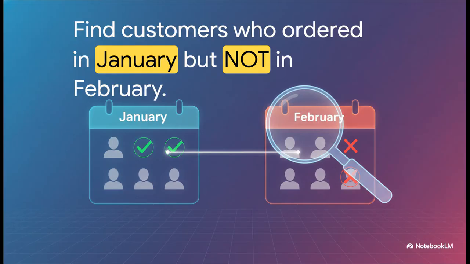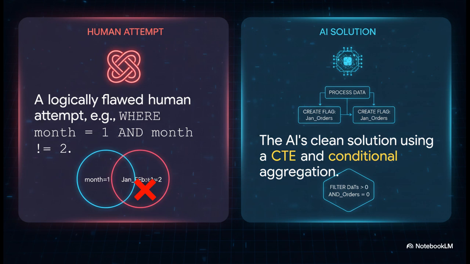And now for the trick question. This is one of those logic puzzles that can trip up even seasoned analysts. We need to find customers who placed an order in January, but then placed 0 orders in February. A super common human mistake, which you can see on the left, is to write something like where month equals 1 and month not equal to 2. But that logic is just broken, right? No single row can be in both month 1 and not month 2 at the same time.